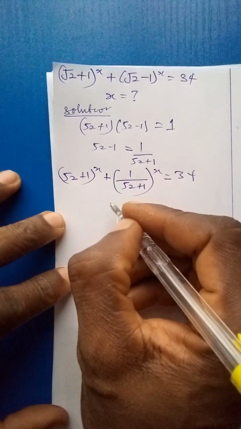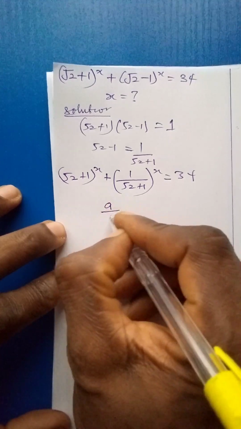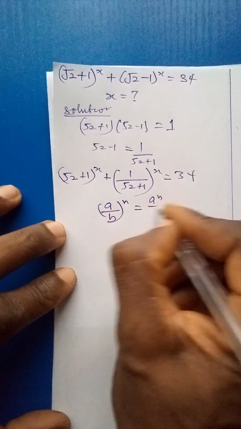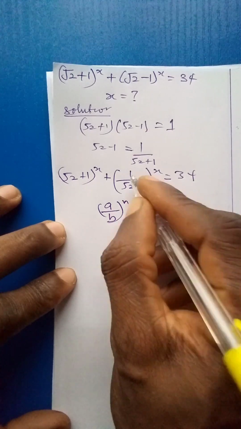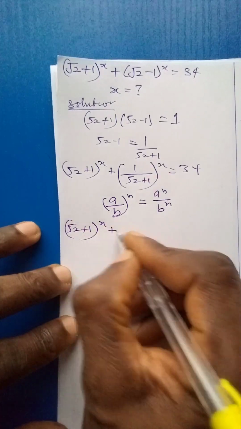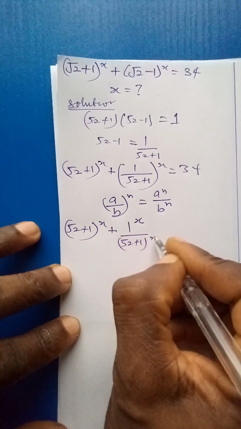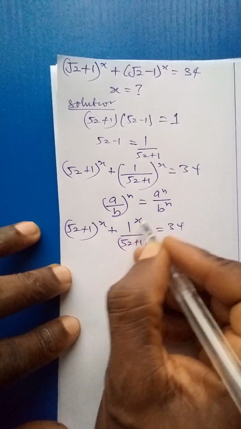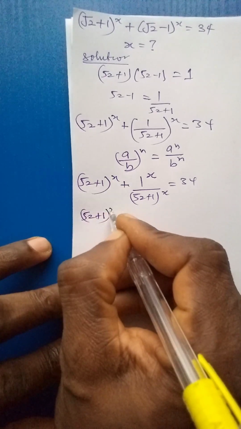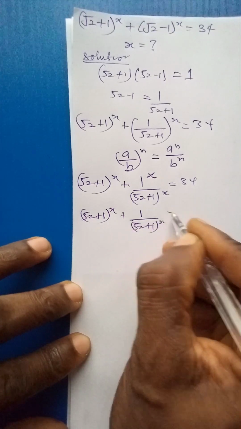Now, if I apply this property of indices, which is (a/b)^n can be written as a^n over b^n, I will apply this property here. That becomes (√2 + 1)^x + 1^x over (√2 + 1)^x is equal to 34. 1 to power x is still 1. So I have (√2 + 1)^x + 1 over (√2 + 1)^x is equal to 34.